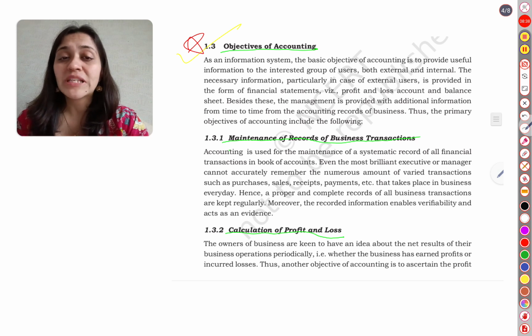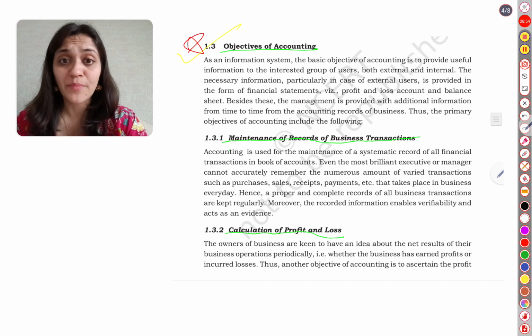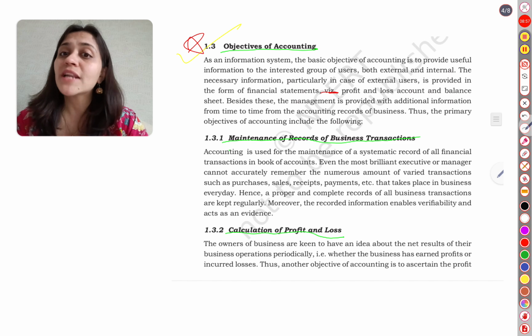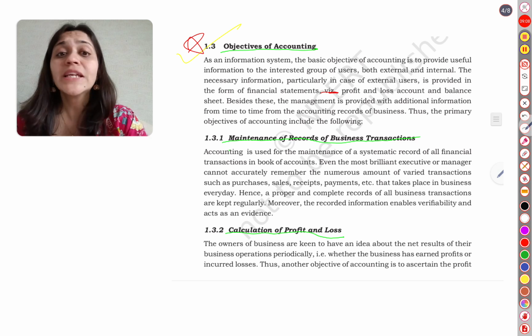As an information system, the basic objective of accounting is to provide useful information to interested groups of users, both external and internal. The necessary information, particularly in the case of external users, is provided in the form of financial statements. Examples are profit and loss and the balance sheet. Besides this, the management is provided with additional information from time to time from the accounting record of the business. Thus, the primary objective of accounting includes the following. Now, what do they include? First is maintaining books of records of the business transactions.